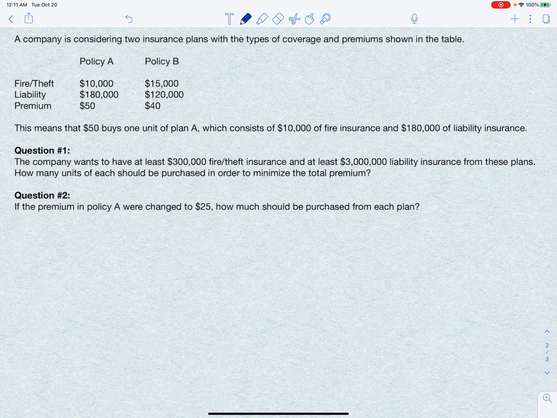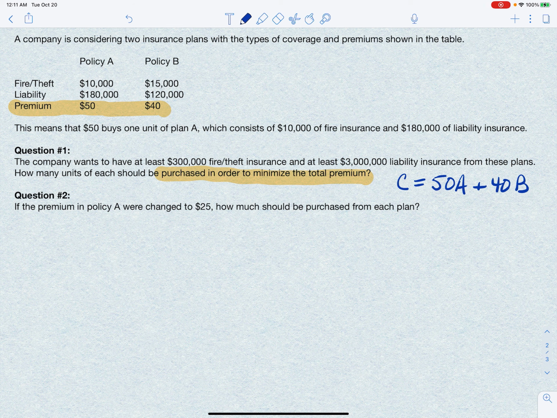So what we're looking to do is minimize the premium, and that we know from right here. So the premium comes from $50 per unit of policy A and $40 per unit of policy B. So this is telling me that, and I'm just going to call it C for cost, C is equal to 50A plus 40B. Normally we use X and Y, but let's give our variables some meaning.